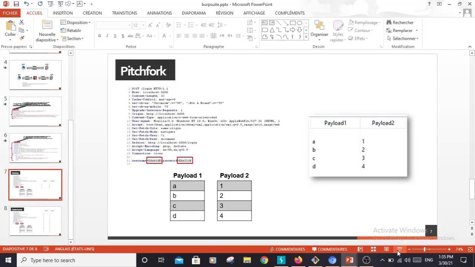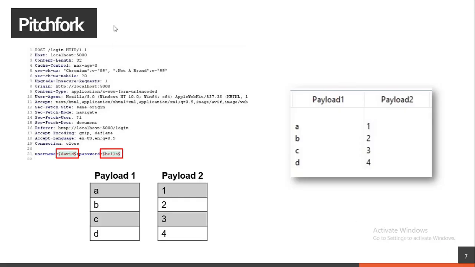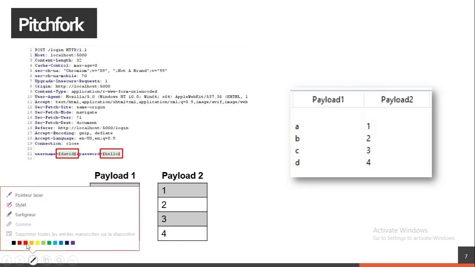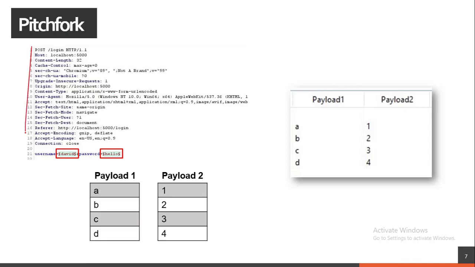So if we go here, yeah, this is the pitchfork attack type. As we can see, we have intercepted the exact same request, and we have the username and password. The first position will correspond to the first payload that we choose, and the second position will correspond to the second payload. So the values that we specify in the first payload will be substituted in the username position, and the values that we specify in the second payload will be substituted in the password position.